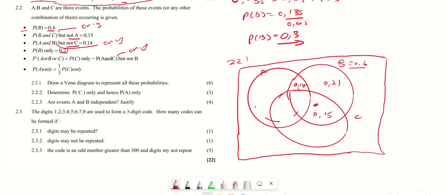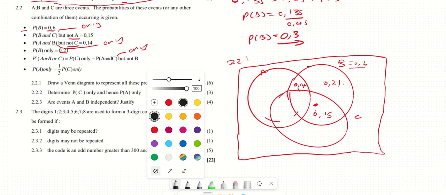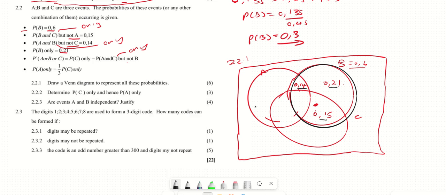So now I can see that I need the intersection. When I deal with the probabilities inside this B, they must give me 0.6. That 0.6 is the probability of B. So when I add this and this intersection, it should give me 0.6. So let me work on the intersection. Follow them: 0.15 plus 0.14 plus 0.21 is equal to 0.5. 0.6 minus 0.5 gives the intersection.